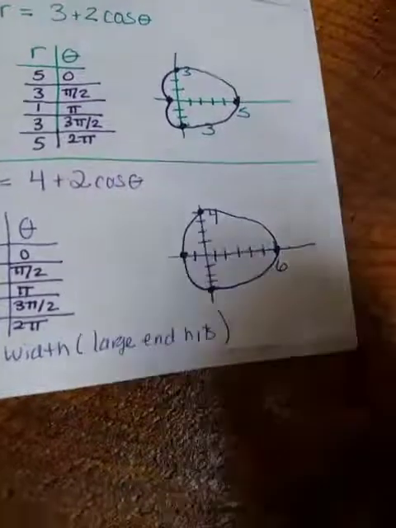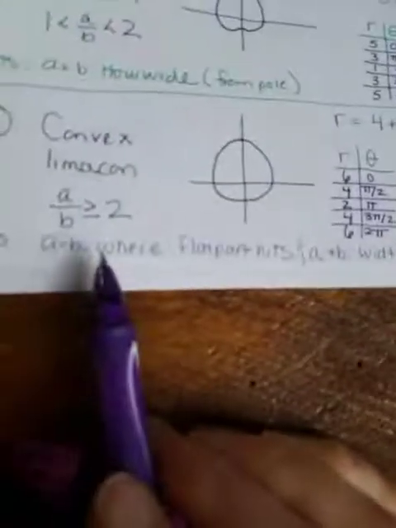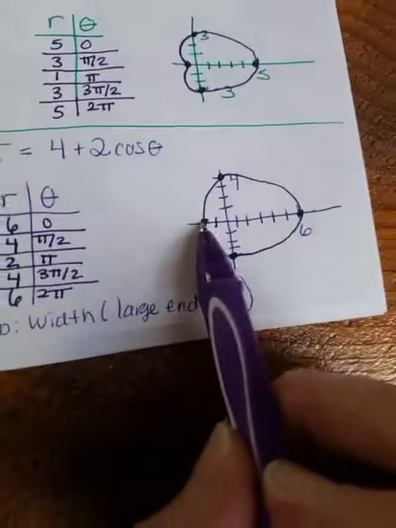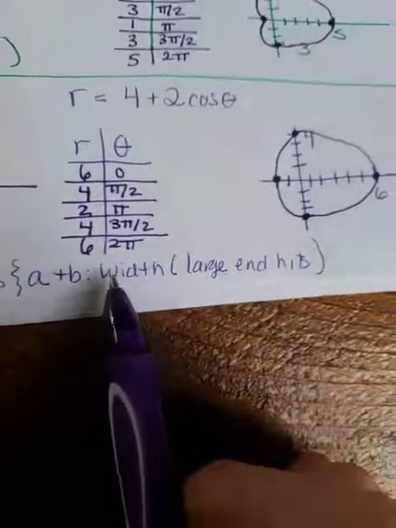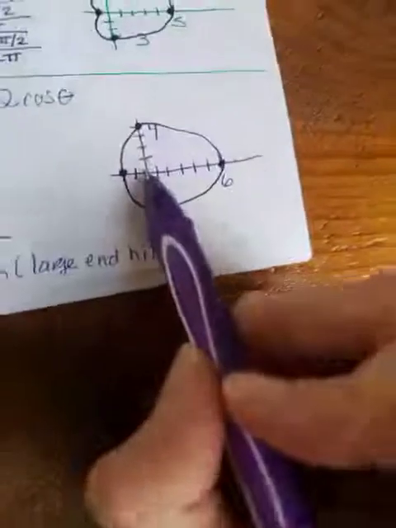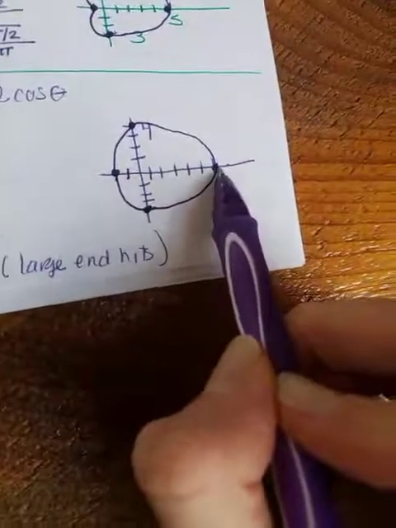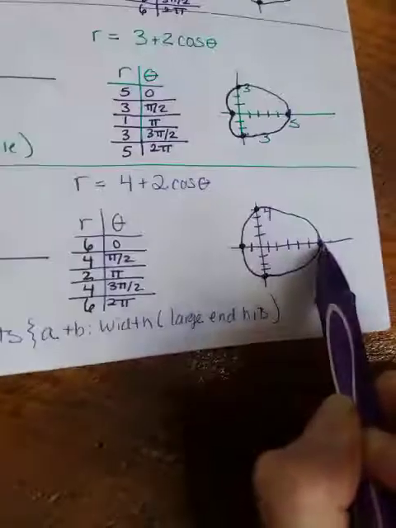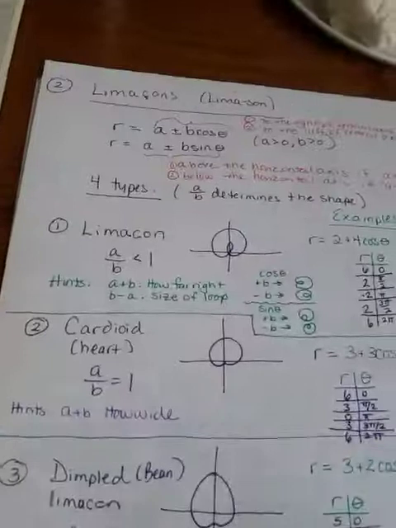Again, the hints: a minus b, where the flat part hits. What the heck does that mean? Well, a minus b is 2, and that means you're over here at -2. That's where the flat part hits. a plus b is the width, where the large end hits. So from your pole out to here, that's your 6. 4 plus 2 gives you 6. So again, this is all about the second type of limacons.